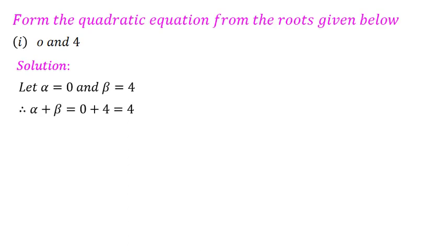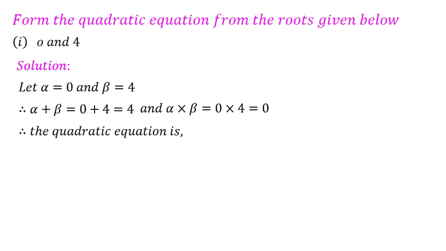Now the next question is form the quadratic equation from the roots given below. 0 and 4, these are two roots. So when alpha and beta is given, then how do we find the quadratic equation? The formula is x square minus (alpha plus beta) times x plus alpha beta. So we have to find alpha plus beta and alpha into beta. Let us take alpha as 0 and beta as 4. Then alpha plus beta gives me answer 4, and alpha into beta gives me answer as 0.